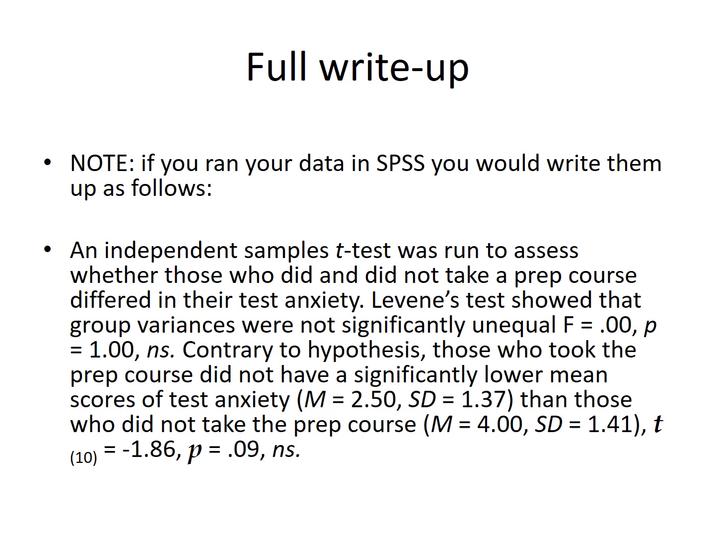Contrary to the hypothesis, those who took the prep course did not have a significantly lower mean score of anxiety, mean equals 2.5, SD equals 1.37. Then those who did not take the prep course, mean equals 4, SD equals 1.41. t(10) equals negative 1.86, p equals 0.09, or I could have written p greater than 0.05, comma, NS, non-significant.